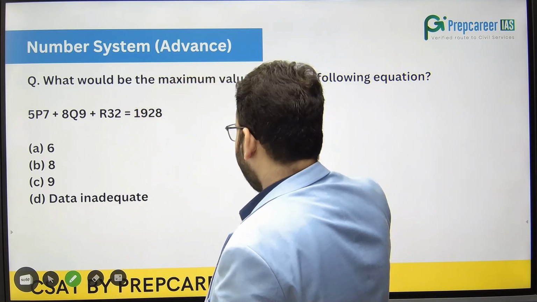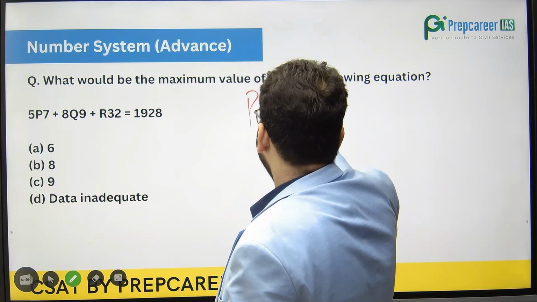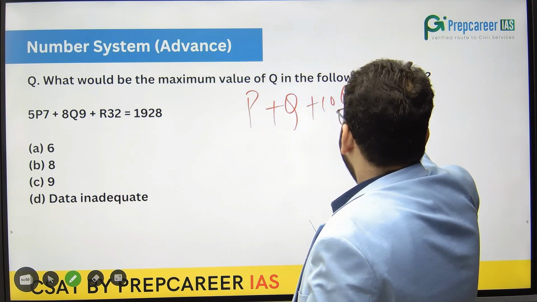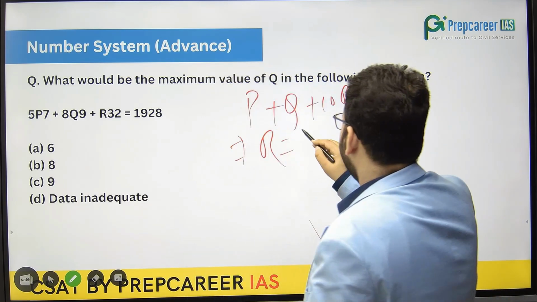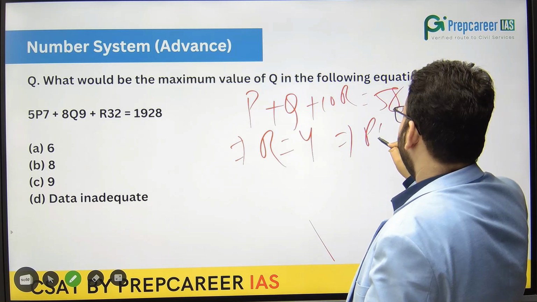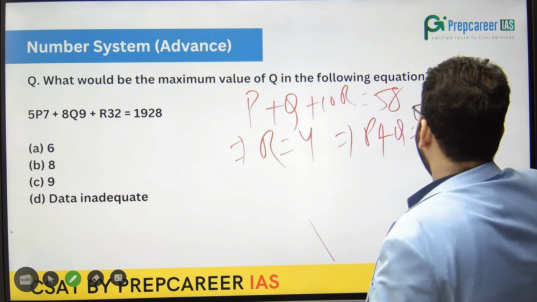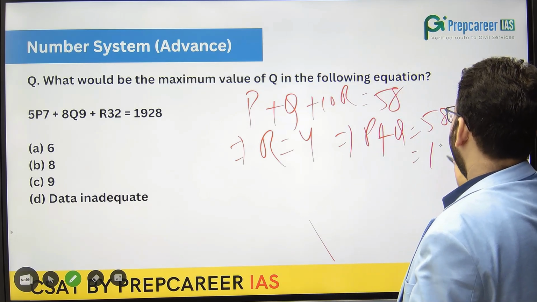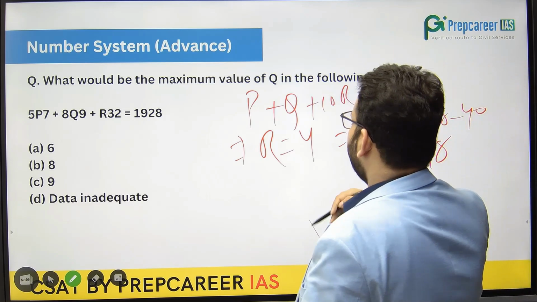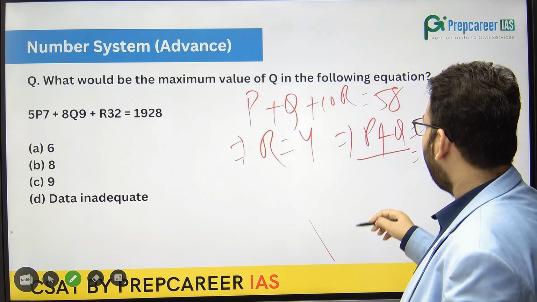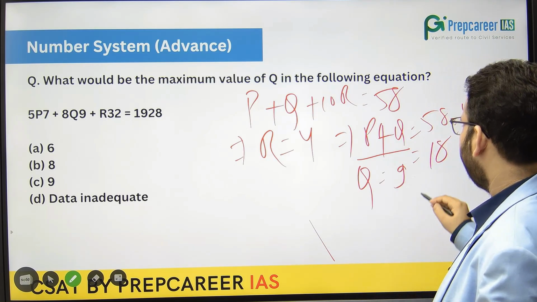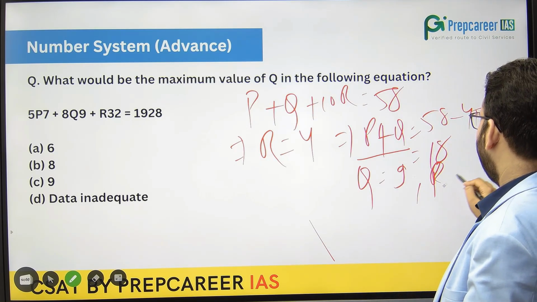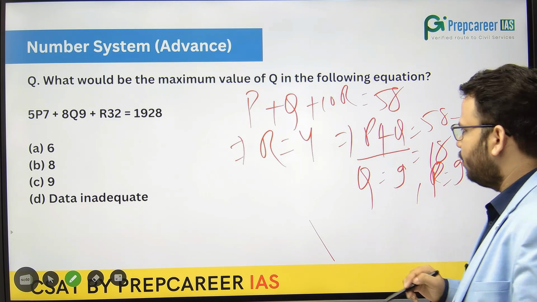So when you do this exercise, then we can see that when R will be equal to 4, then P plus Q we can get is 58 minus 40, that is 18. So here when we talk about the maximum value, the value of Q in this situation can be 9 and P also as 9. This is one possibility.